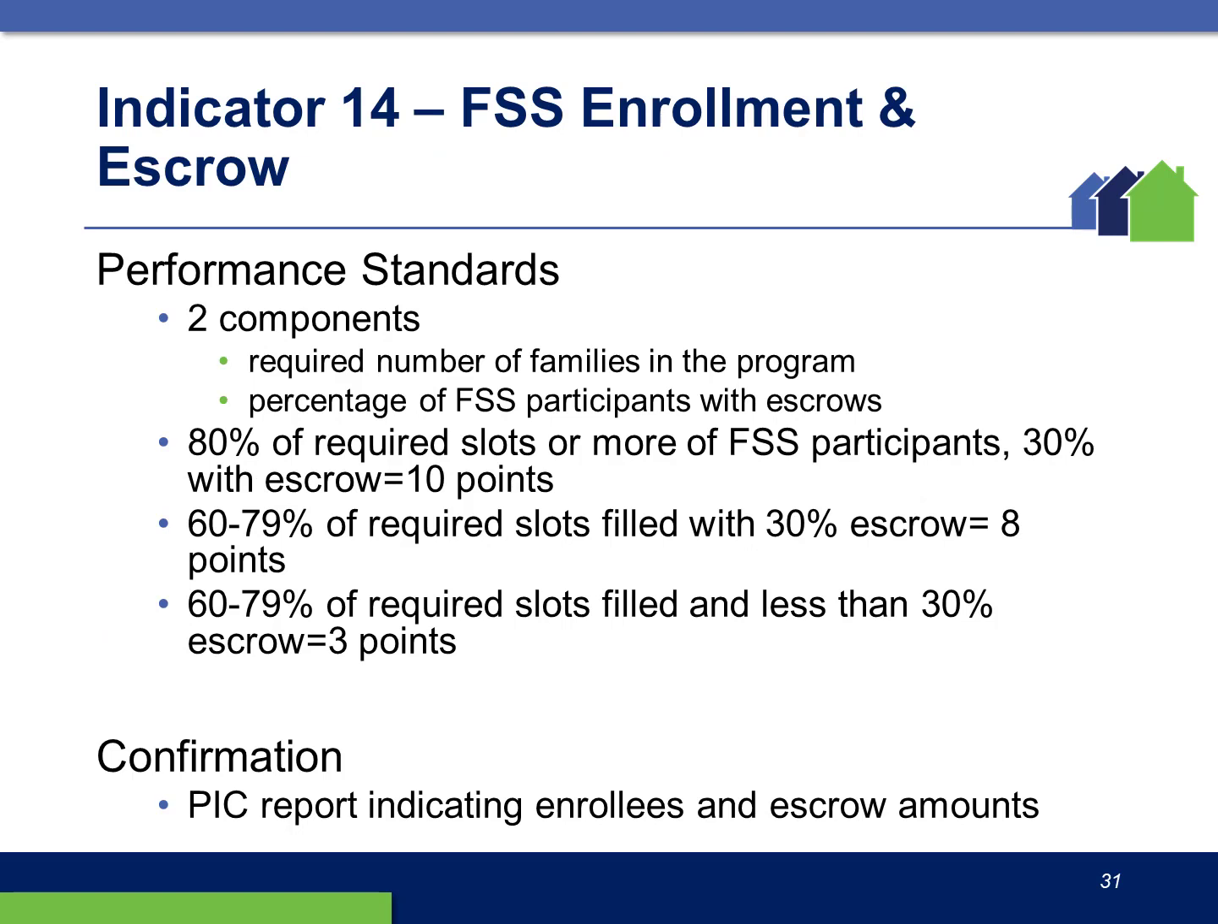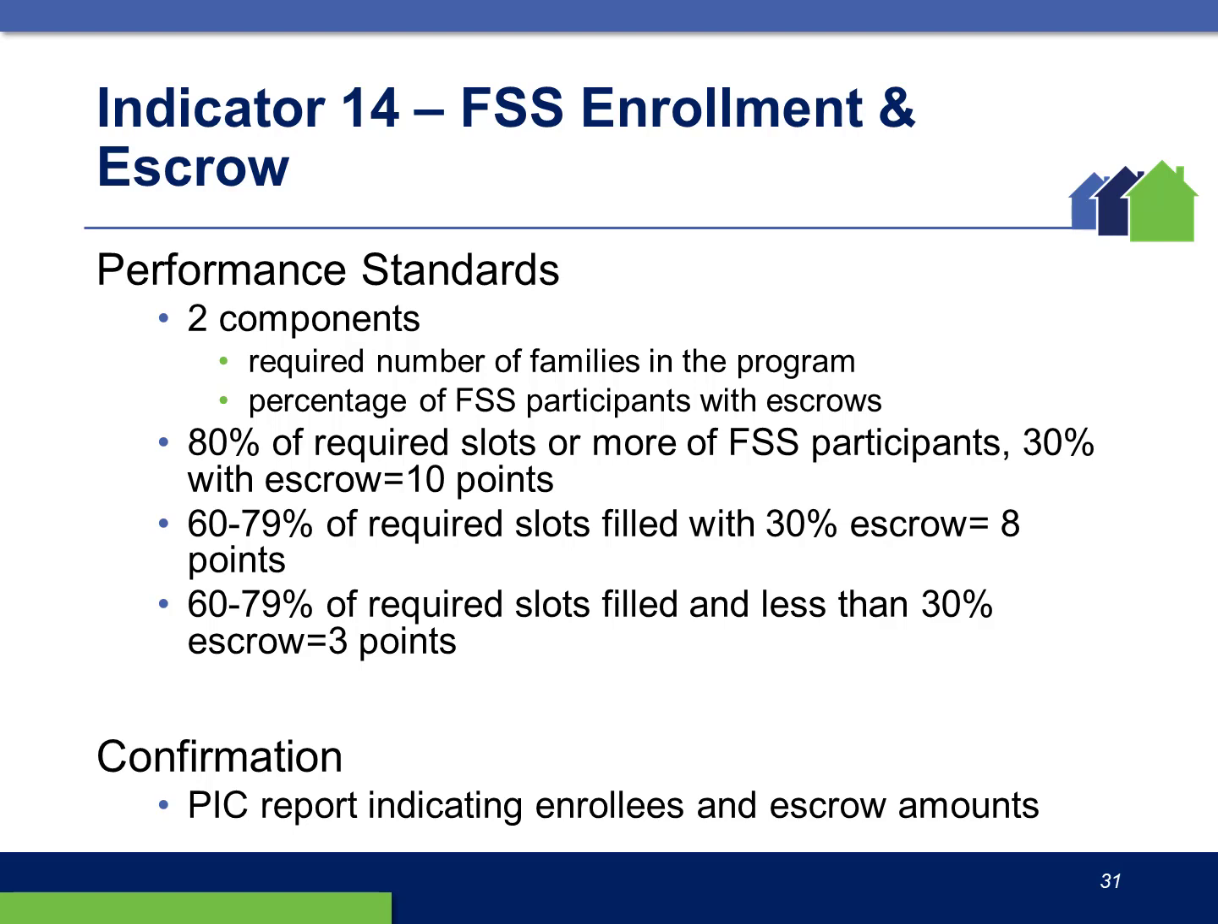Indicator number 14 involves FSS Enrollment and FSS Escrow. This indicator applies to PHAs with mandatory FSS programs. It has two components. One measures whether the PHA has the required number of families in the program, and the other measures the percentage of FSS participants with escrows.